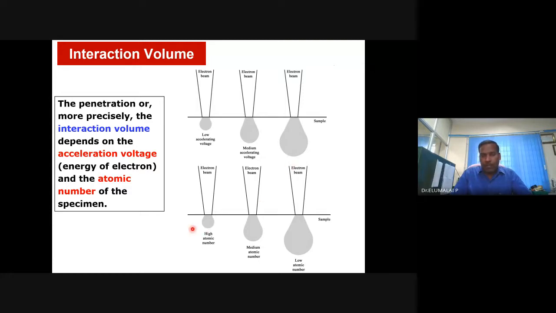Not only that, what material you are interacting with the electron on the surface also matters for the interaction volume. Not only the accelerating voltage, but also higher atomic number versus lower atomic number. With lower atomic number materials, it is possible to penetrate a larger depth, so you will be able to get finer information. With higher atomic number, maybe because of the limitations in the saturation of the backscattered electron intensity, the depth of the interaction volume is less.